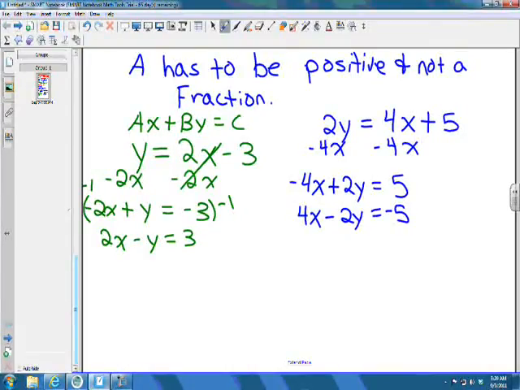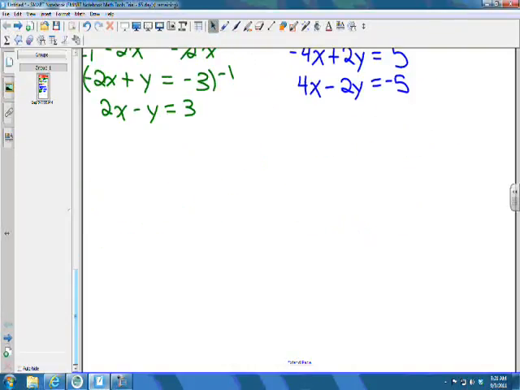So it's pretty much using your equation solving skills to move things around more than it is actually getting an answer like x equals 3.